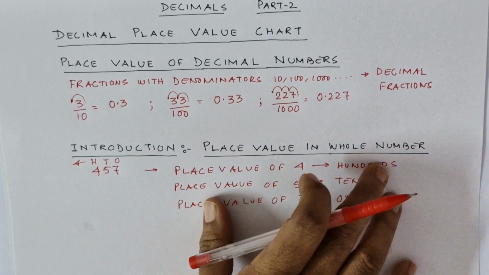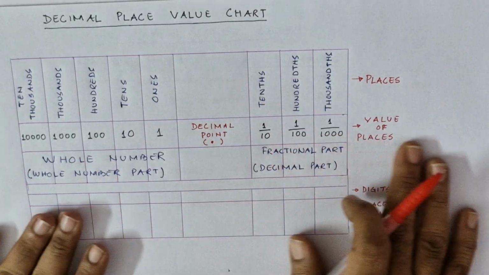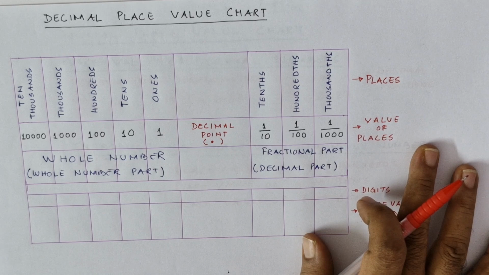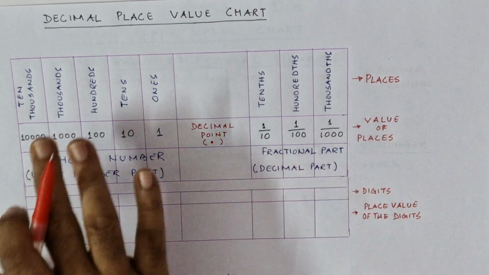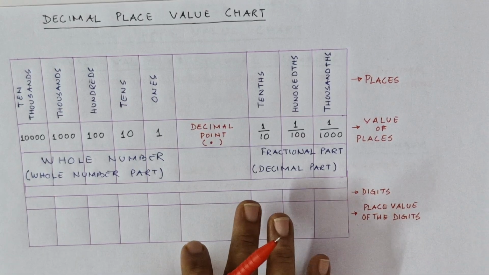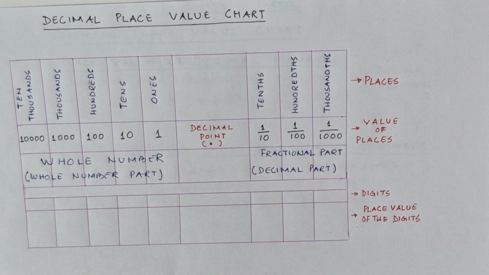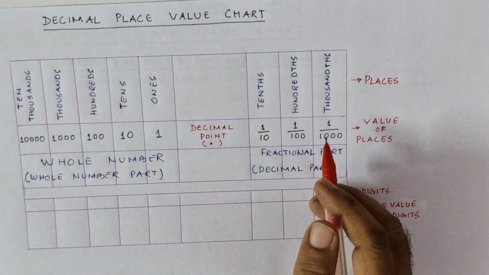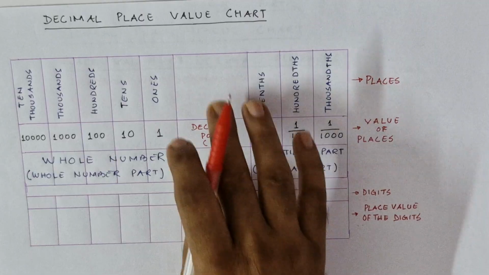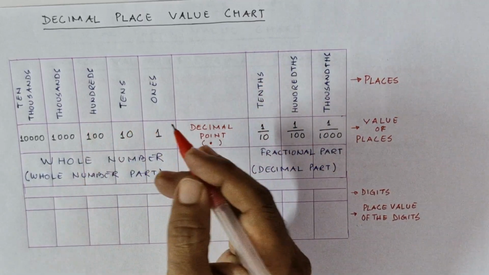So let's come to the next section. Okay, so what is the next section? Next section is decimal place value chart. Now this is the decimal place value chart. How to draw it? So pause the video and please try to have a glimpse of this table, right? Just pause the video and see that here in the middle I have written the decimal point.